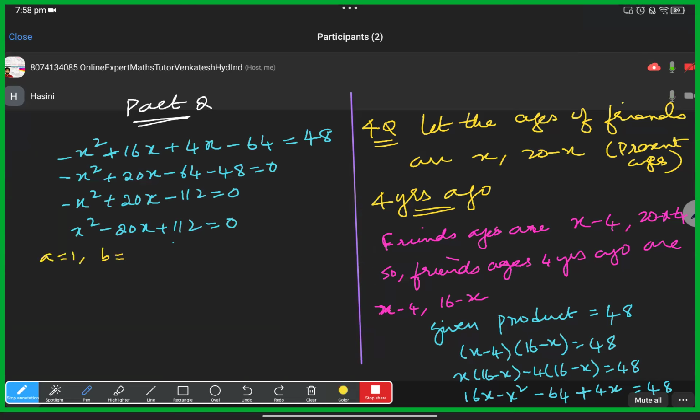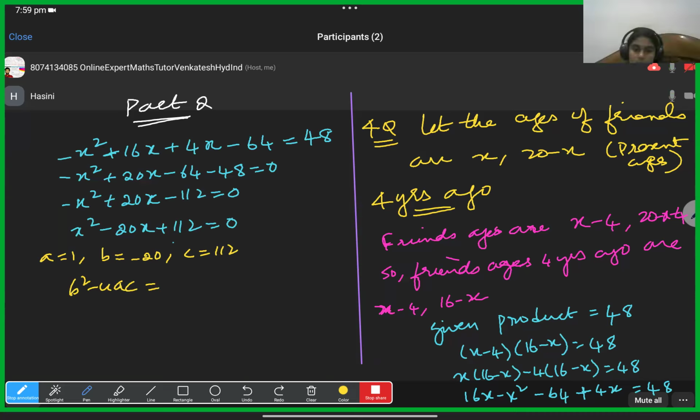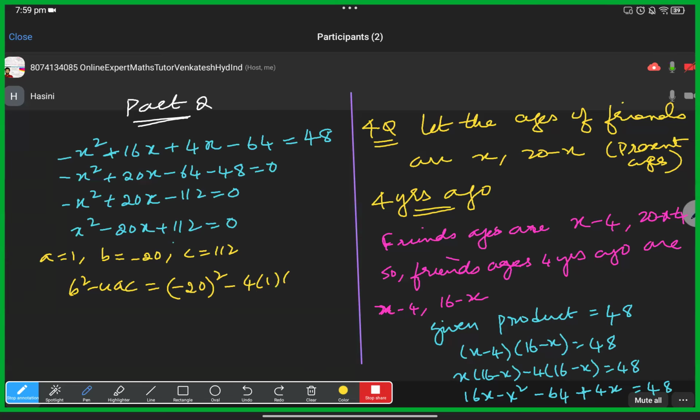A is 1, b is minus 20, c is 112. Now I'm doing b square minus 4ac, which will decide whether we can do it or not. b square means minus 20 whole square, minus 4, a is 1, c is 112. Minus 20 whole square is how much, Hasni? 400. Correct? Yes, sir.